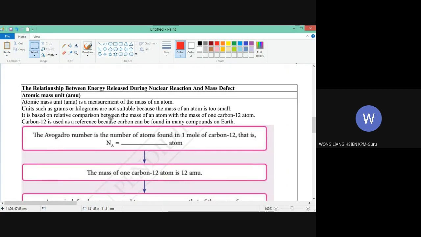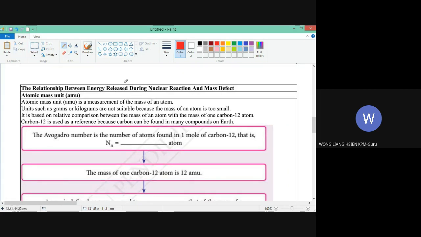Okay, next. The relationship between energy released during nuclear reaction and mass defect. First we need to do a little bit of revision. I'm sure that you already learned this atomic mass unit in chemistry.